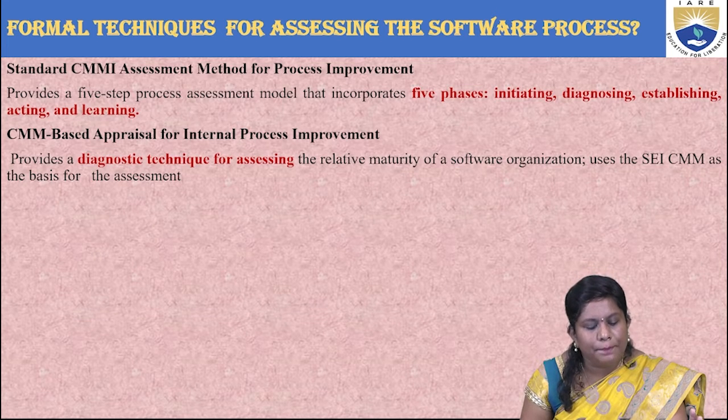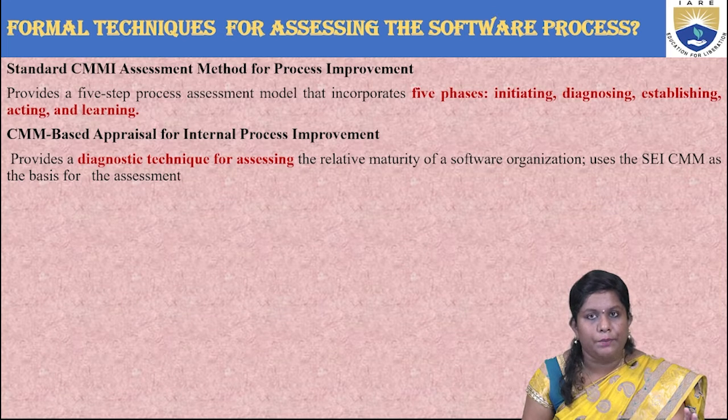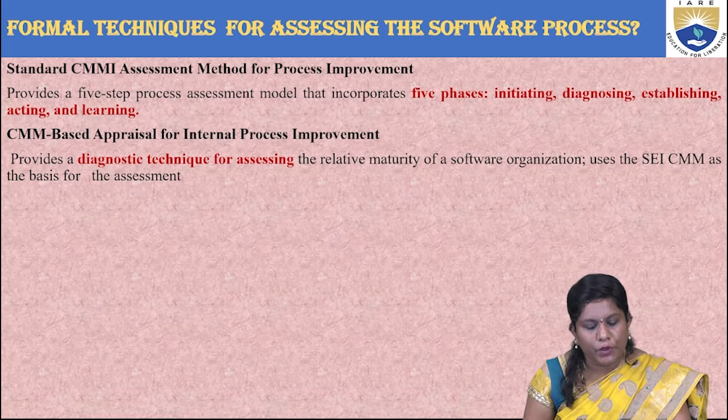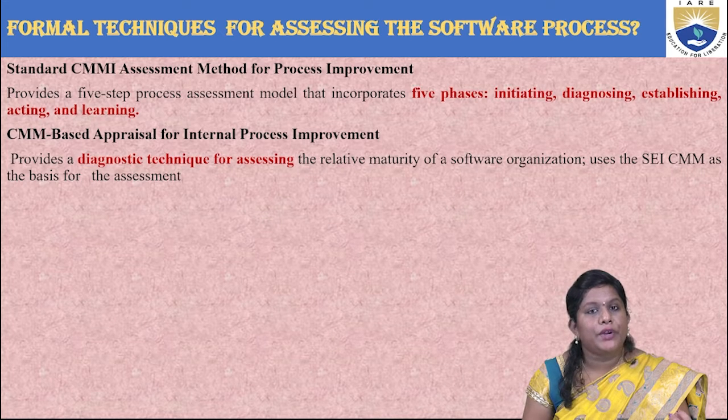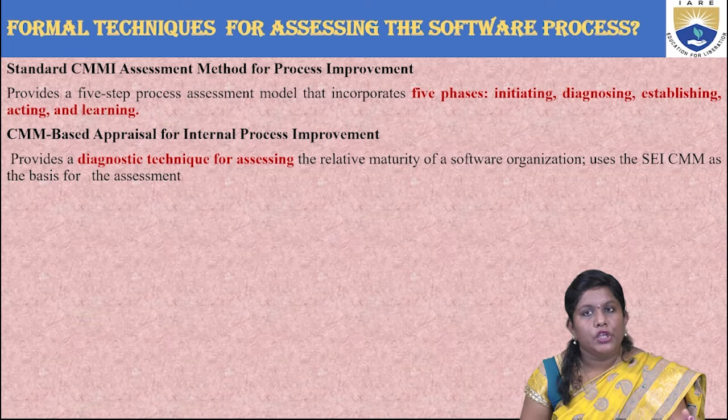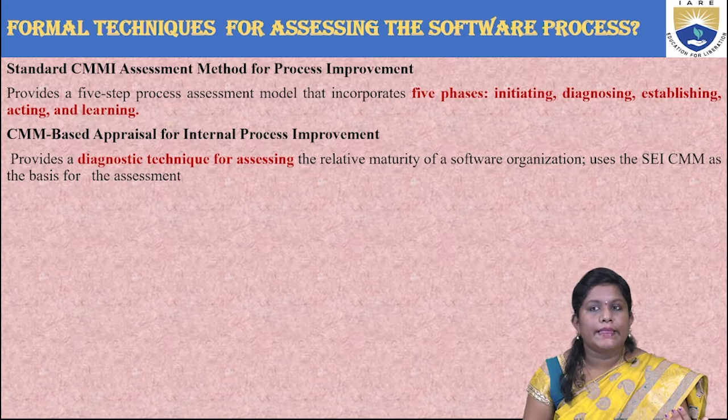Next, you have the CMM based appraisal for internal process improvement. The first one was for process improvement, those 5 stages. Next, this is for internal process improvement. So if you want to assess an internal process, what is the technique that you will follow? It is nothing but CMM based appraisal. It provides a technique for assessing the relative maturity of the software organization, meaning how long this sustains. If you have a proper study of the internal process, we can say how long this process or product can sustain.